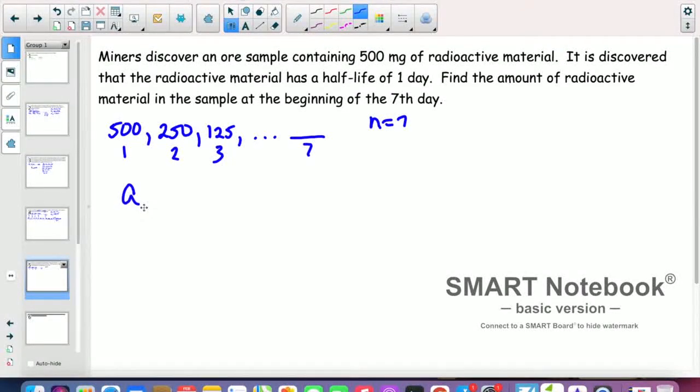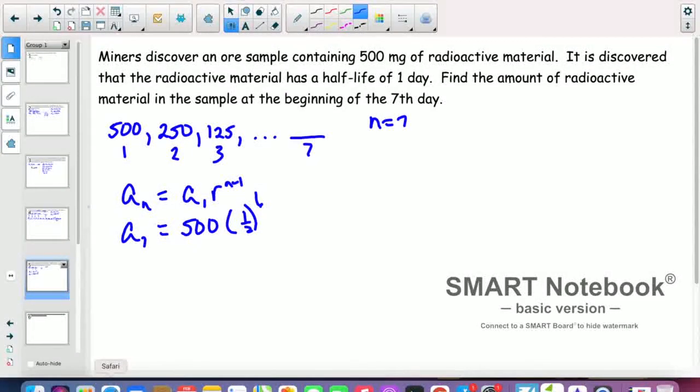Our geometric sequence formula is a sub n equals a sub 1 times r to the n minus 1. Our a sub n is what we're looking for. We're looking for the 7th term, so we're looking for a sub 7. A sub 1 is 500. Our r is 1/2. And our n is 7, so 7 minus 1 is 6.